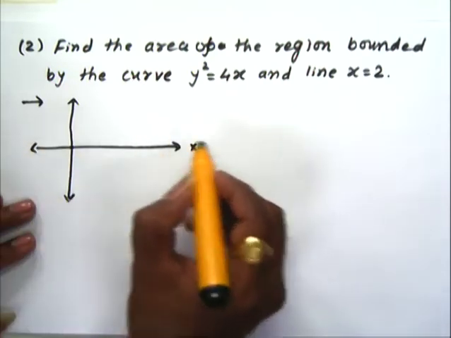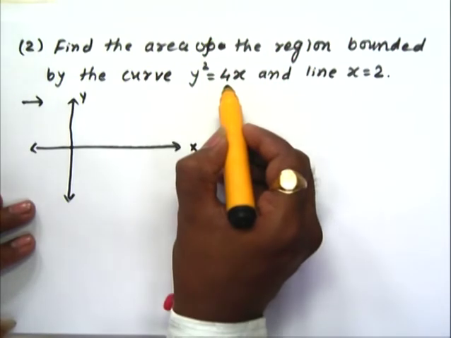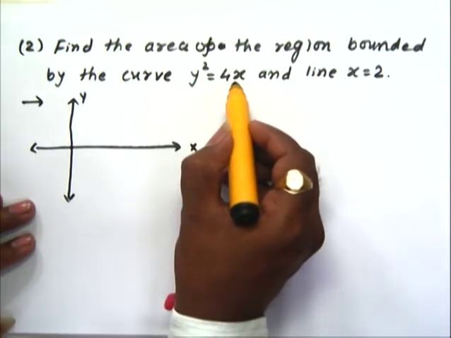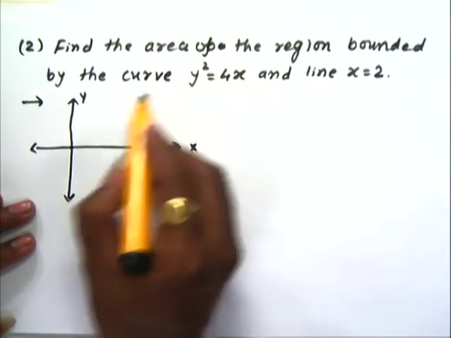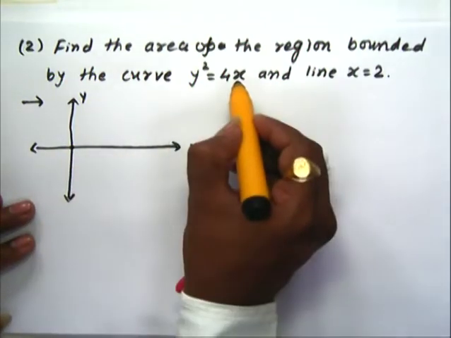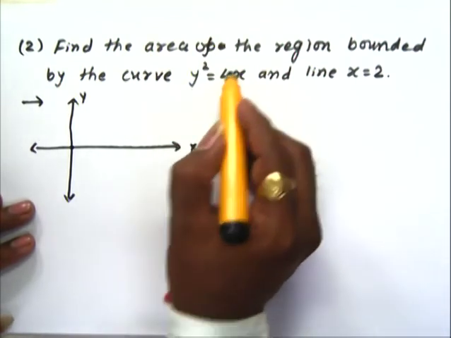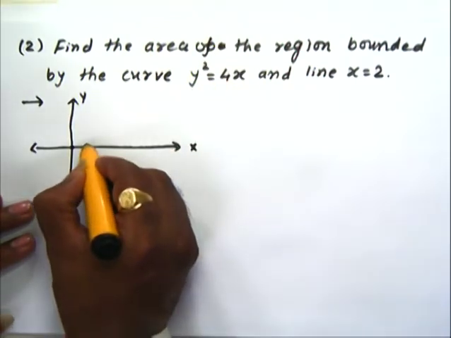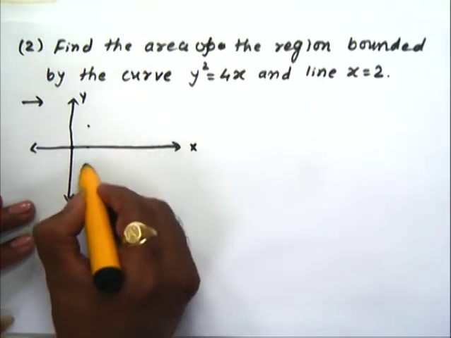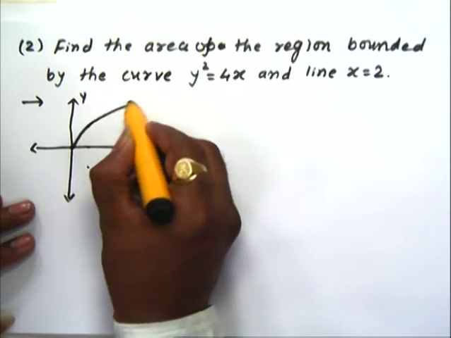This is x-axis, this is y-axis. y square equal to 4x is also a parabola. If you take x equal to 0, then y equal to 0. So this is our first point. If you take x equal to 1, then y square equal to 4, so y equal to plus 2 or minus 2. So the curve will be like this.